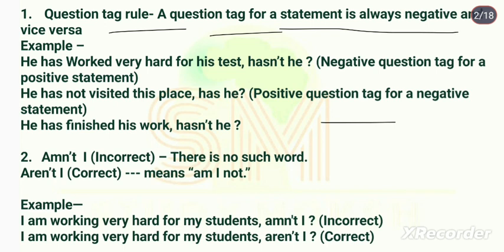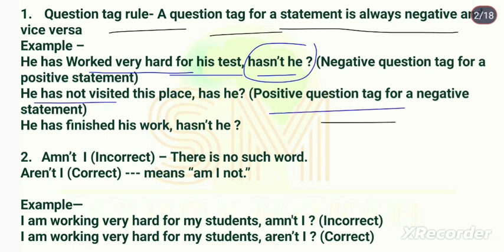He has worked very hard for his test, hasn't he? So here we can see that if this part is positive, then the question tag automatically becomes negative, and for a negative statement the question tag is positive. He has not visited this place, has he? So where are the chances of mistakes? Like, he has not visited this place.